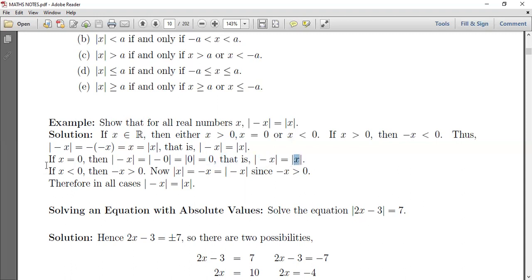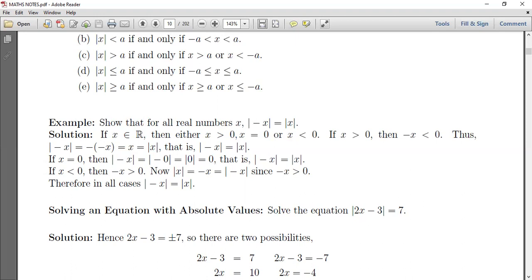Then when x is negative, we know how to find modulus of x. Then minus x is greater than 0. Then modulus of x is equal to minus x, which is equal to modulus of minus x, since minus x is positive. Therefore, in all the three cases, modulus of minus x is equal to modulus of x. Then we've shown that modulus of minus x is always equal to modulus of x.